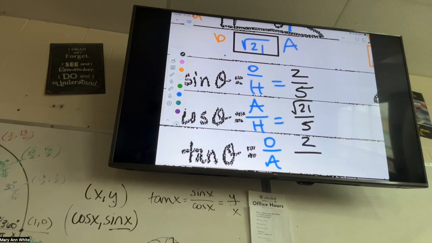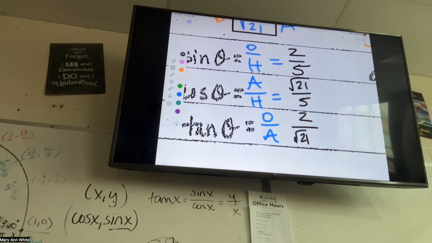Now, I do not want any radicals in my denominator. So if we need to rationalize, I do want to rationalize it. But I like having written that first and then rationalizing it from here. So I'm going to multiply by root 21 on top and bottom. And my final best answer will be 2 root 21 over 21. Okay. Those are my answers so far.